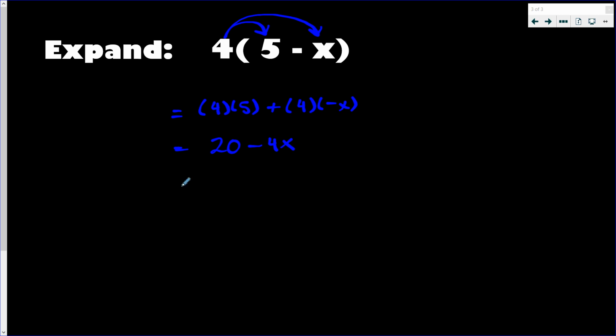Now, there's going to be teachers that are going to tell you that that's not okay to leave it like that. Maybe they want you to put the 4x first. So if you do that, you got to keep the signs, okay? So whatever sign is in front, so that subtract 4x, so that comes over here, and this is a plus 20 right here, and that's it.